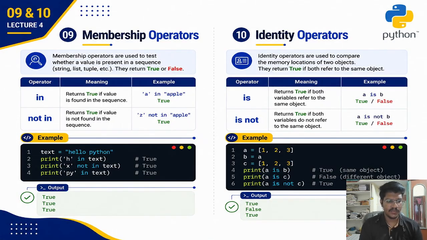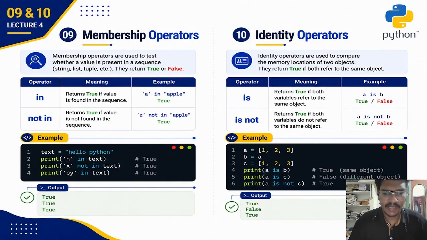If we print x not in text, x is not there, so it will print true. Or if you write print x in text, in the text "hello Python", no x is there, so it will print false. Okay, so you can see here.